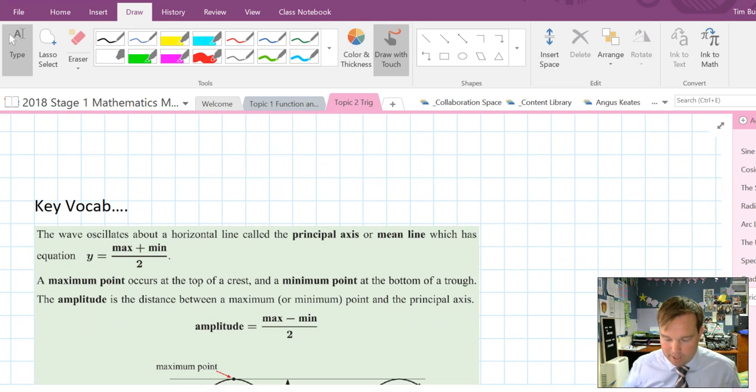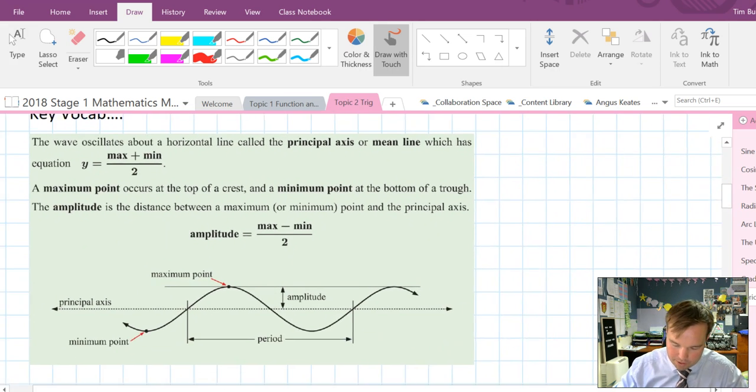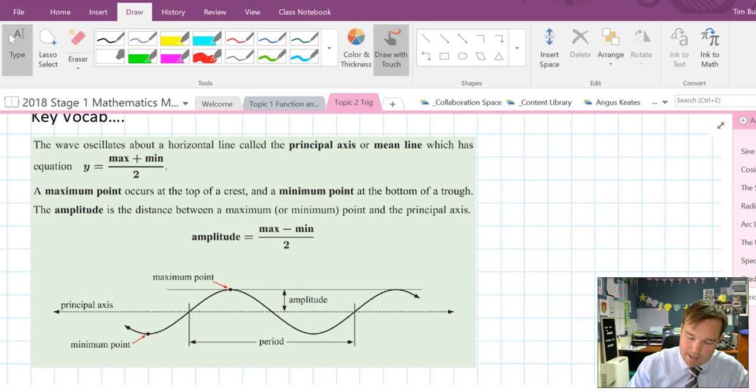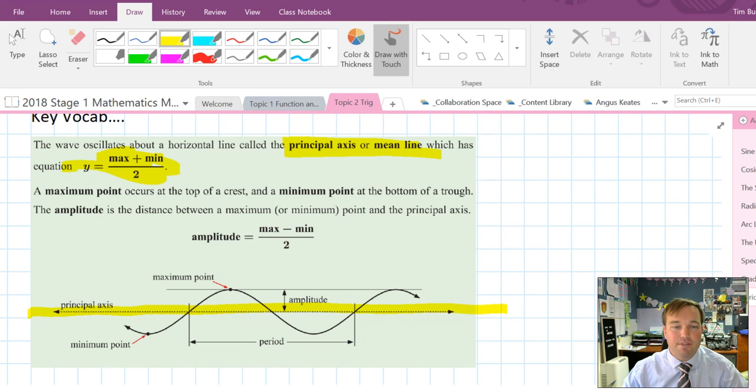Alright, key vocab. There is a principal axis or a mean line, which we can get by doing the maximum value plus the minimum value divided by 2. And that's the line that the rest of the wave, if you like, oscillates around. And we do refer to this in terms of a wave, so much so that we use some wavy terms.